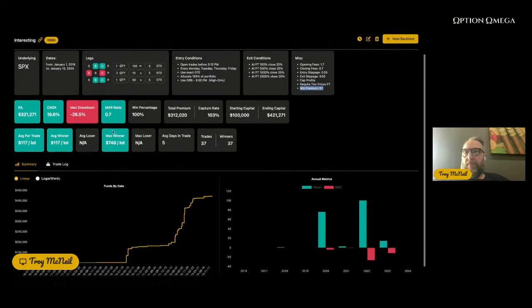But you might look at this and say, that's a low MAR. I don't like that MAR. But that's a little deceiving, right? Because you have only put 37 trades on through multiple years, right? And so sometimes when that happens, MAR can be deceiving.